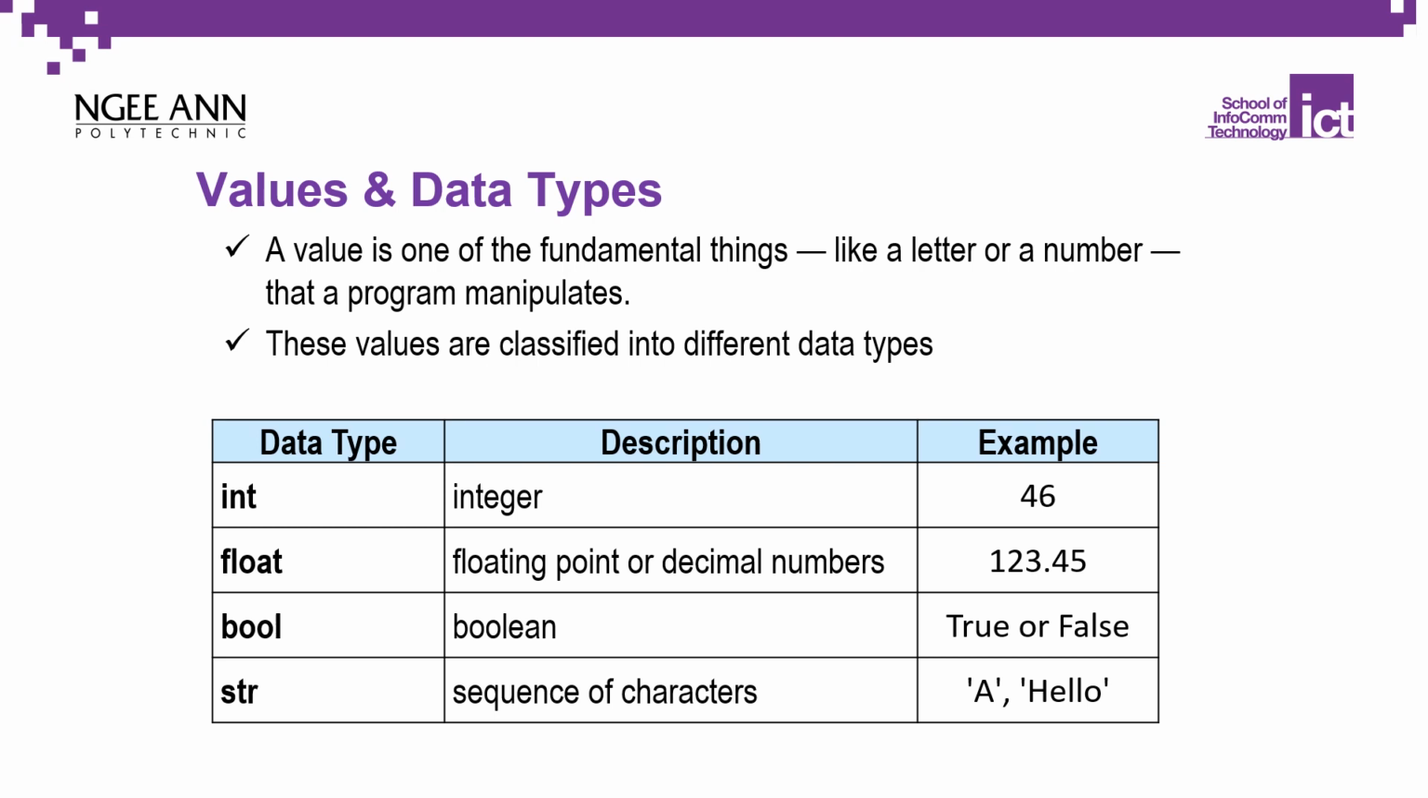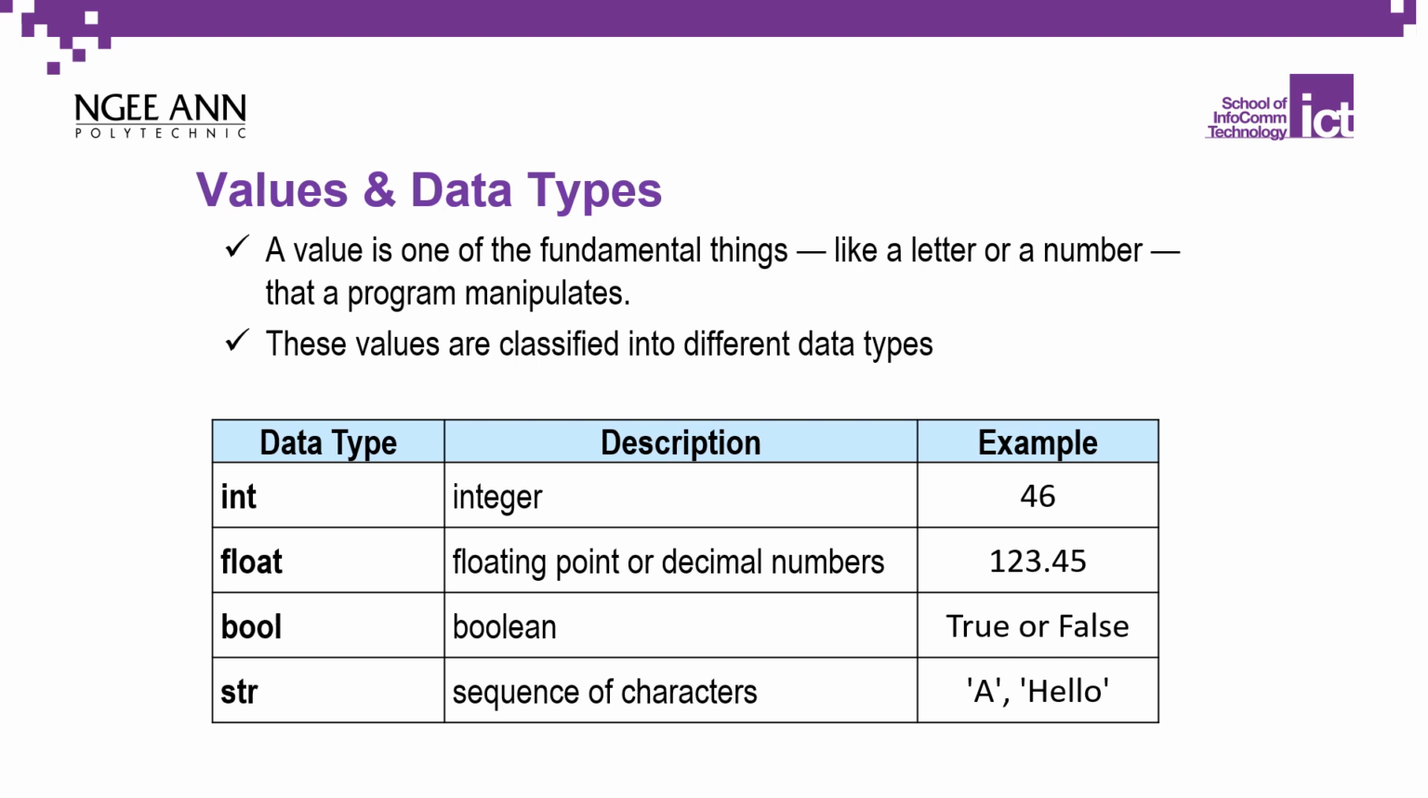A value is just one of the fundamental things, like a letter or a number, that a program manipulates. Python programs deal in values. So a person's age is 47, a person's name is John, and so on. All values have a type, and the type tells us the properties of a value.